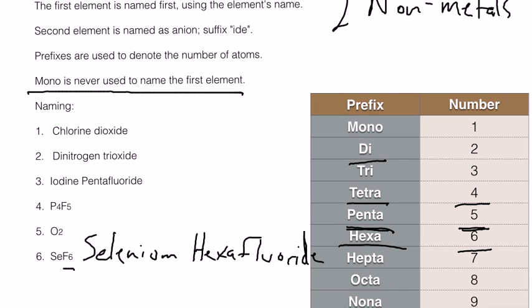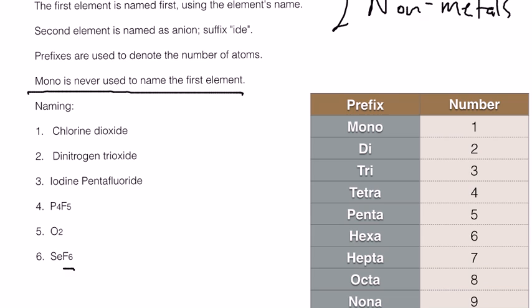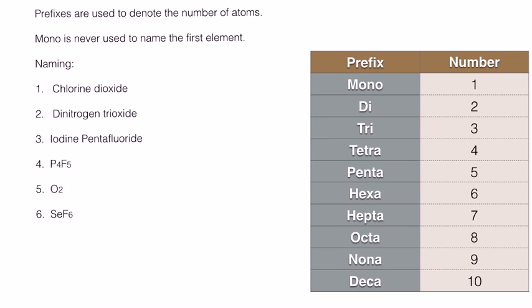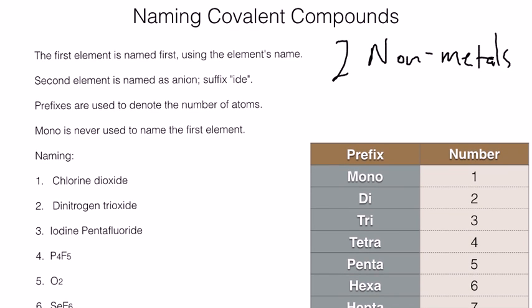So that's really all there is to naming covalent compounds. It's not hard. You just have to keep track and memorize all of these prefixes and make sure that you understand them and know when to apply them, meaning when a covalent bond occurs, which is always between 2 nonmetals. Remember, use your periodic table to help you with that.